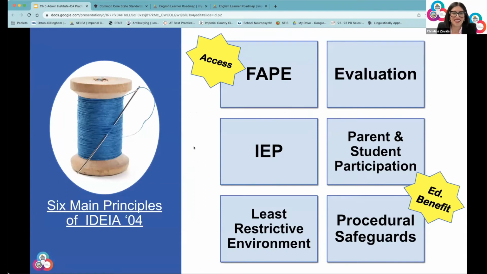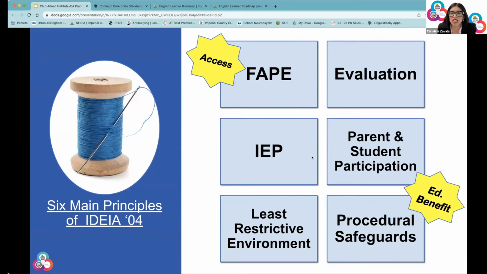Okay, moving forward, a quick review of IDEA, our federal law that comprises the requirements and services for the students that we serve with disabilities. These are really our 6 principles of IDEA. And throughout looking at these 6 principles, are we ensuring FAPE, free and appropriate public education? Was the student provided a comprehensive, linguistically and culturally appropriate evaluation?